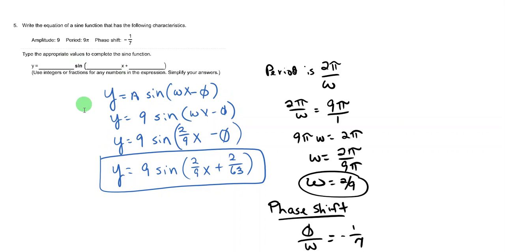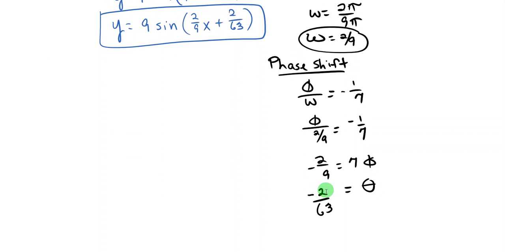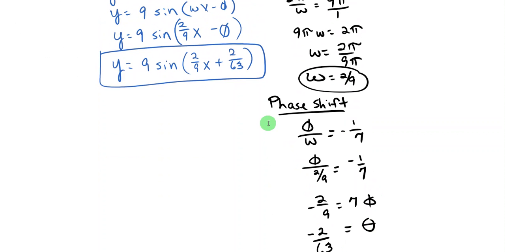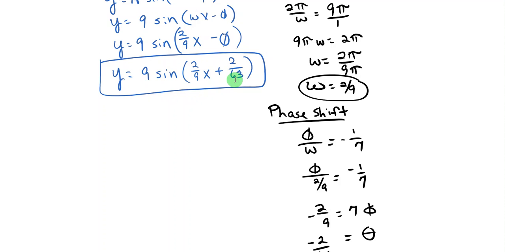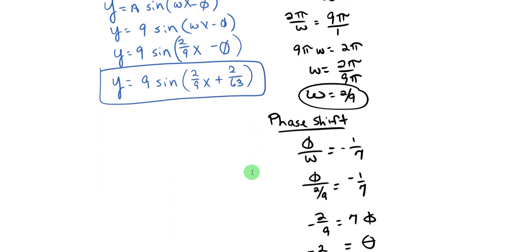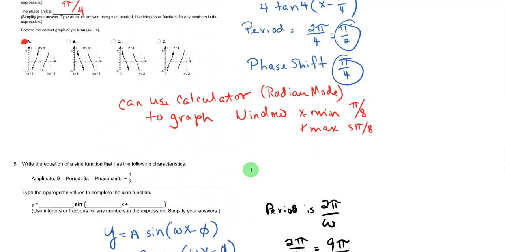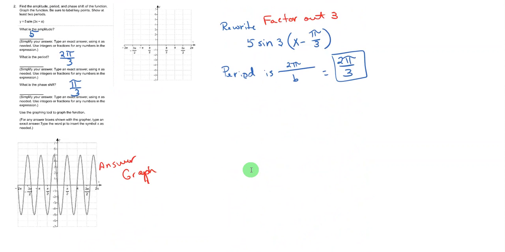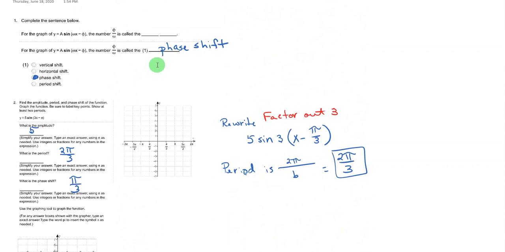The amplitude is 9. We have sine. W is 2/9, so we have 2/9 x and then we came up with negative 2 over 63. So inside the equation, it will be positive. We came up with a negative value. It's always opposite of here. So that will be that. And that's really going to get you through the last section of chapter 6.